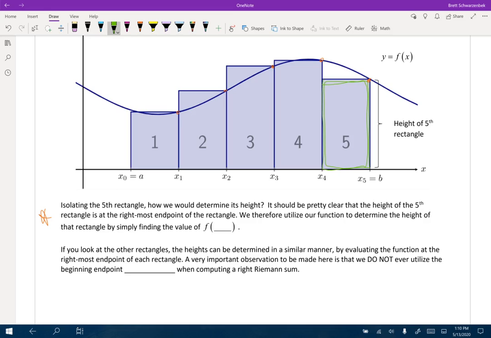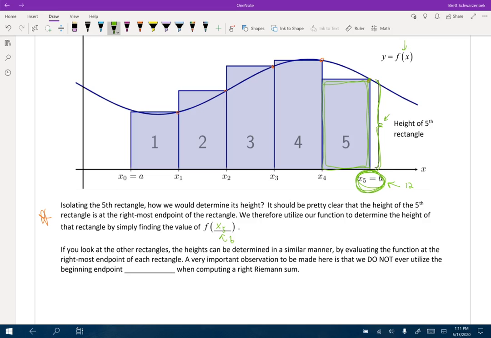All right, look at this. The height happens to exist at x sub 5, the rightmost endpoint. So the question is, what would we do with this value in order to find this height? Hopefully you understand that all we would do is plug x sub 5 into our function. For example, if this was 12, we would plug 12 into the function and get the height right there. So this would be x sub 5, or in other words, b.